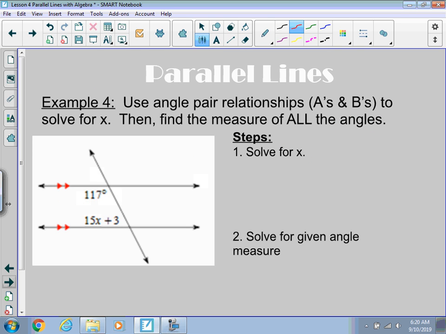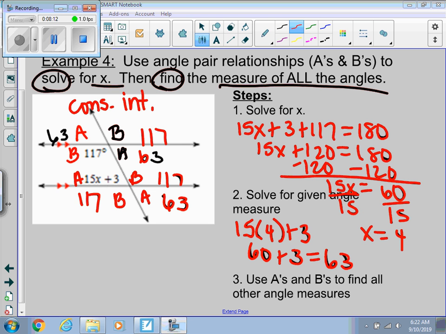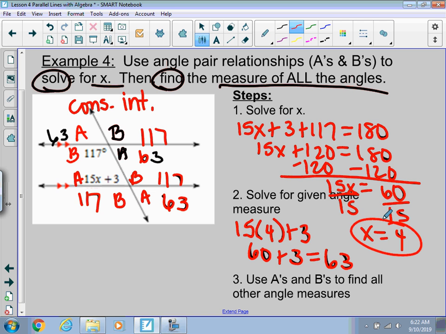All right, here is the last one. I want you to solve for x, and I want you to find the values of the measure of all the angles there on your own. And go ahead and feel free to pause the video so you can work it out and then check with the work that I put up here for you. Okay, so we would have found that x was 4. Okay, all of your b's were 117 because they already given us that, and all of our a's were 63.